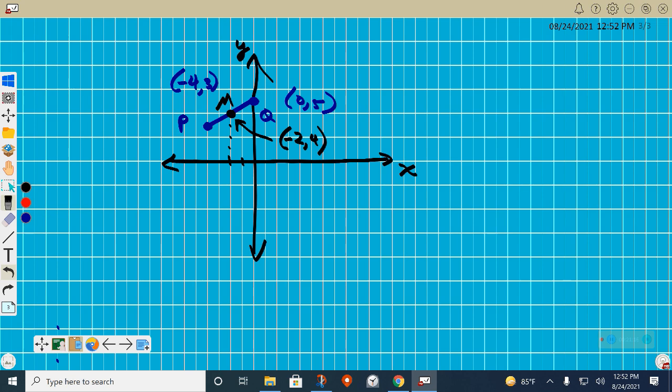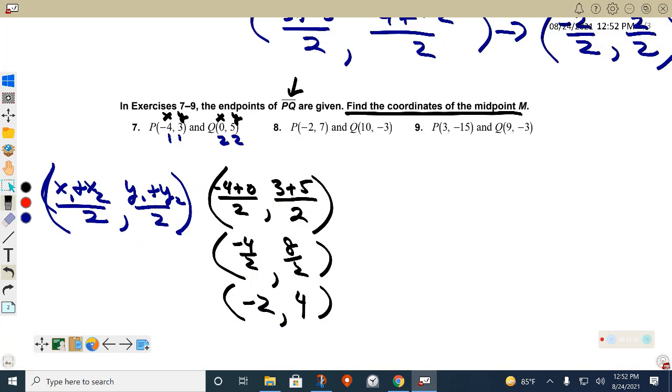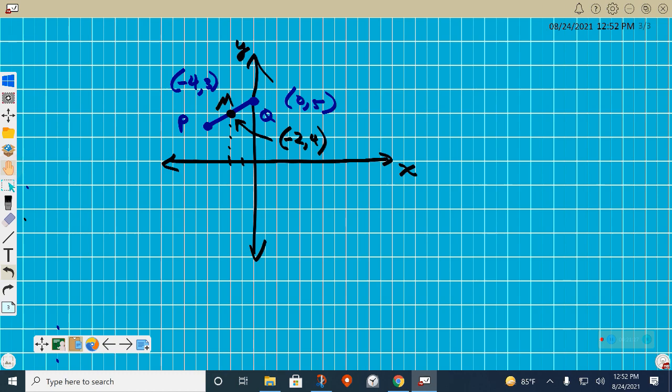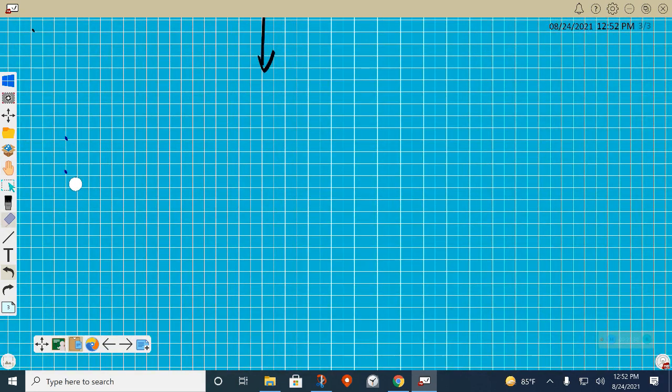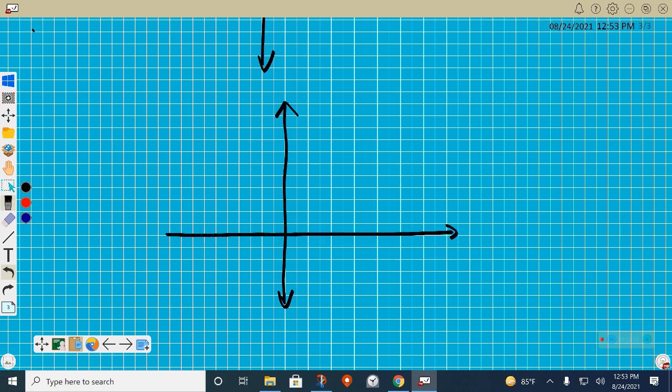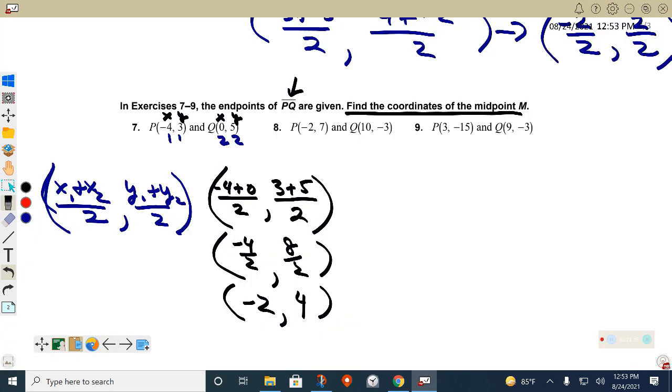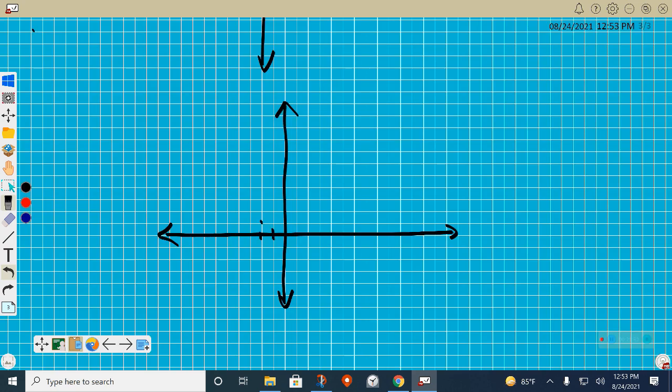Just kidding. Let's try the next one on your own while I walk around to help. Just number 8. Go ahead and plot P and Q on your graph paper with me. Actually, I'll do that with you. How about that? Let me make another x and y axis. Let me plot P, which is negative 2, 7. Negative 1, negative 2, 1, 2, 3, 4, 5, 6, 7. There's point P.